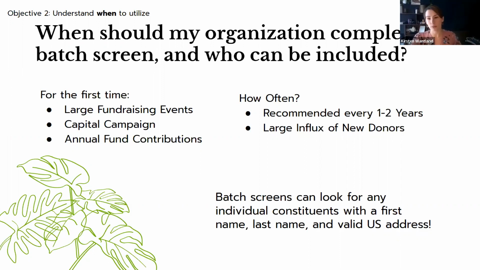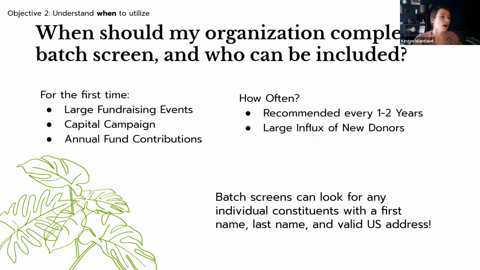And then how often Bloomerang recommends doing that is every year or two, or during a large influx of new donors. Let's say your organization has exponential growth, which is ultimately what we want for you, and now only about half your database has a batch screen. That'd be a good time to say, okay, let's get everybody up to par. Let's have all the same metrics. That way you can really look into these folks in your donor database and see what their capacity is, and start soliciting them a little bit more with a little bit more intention.